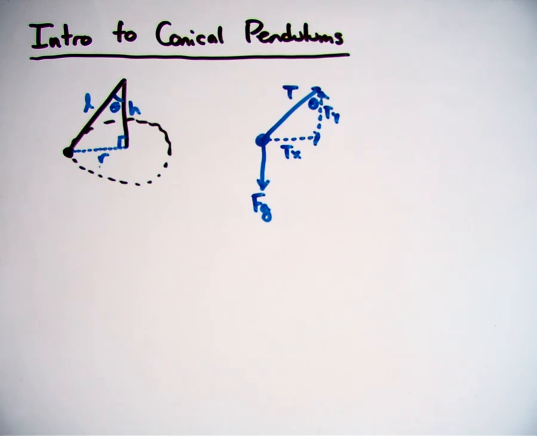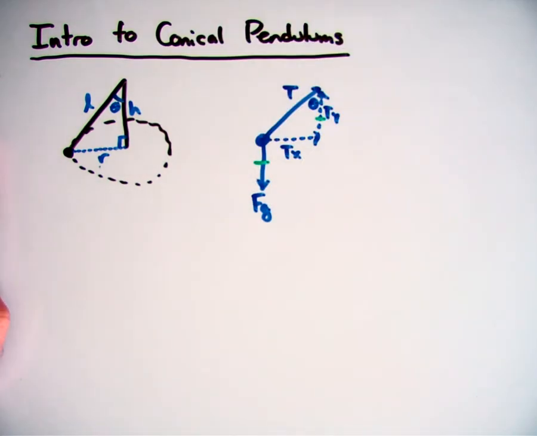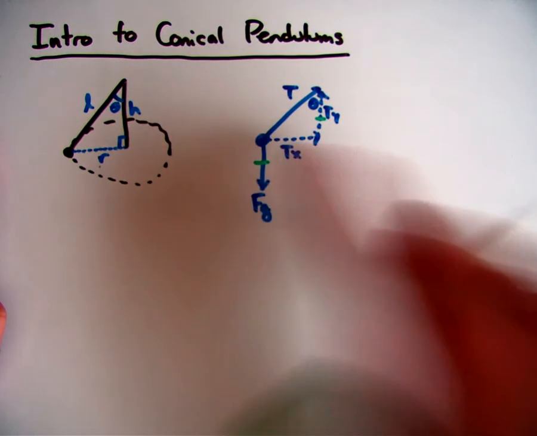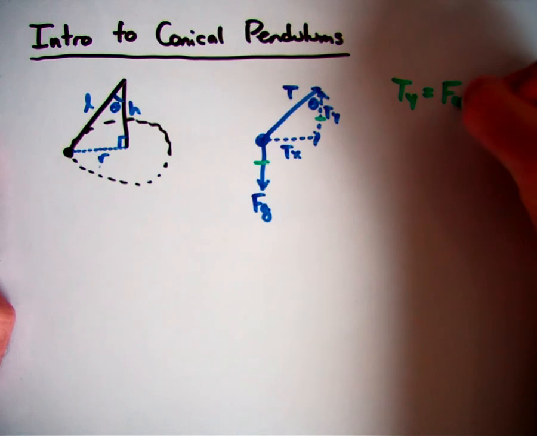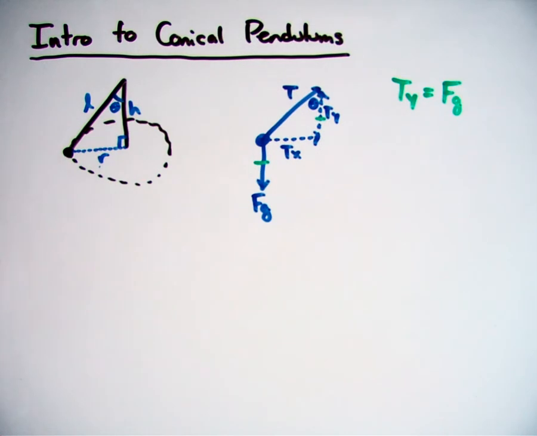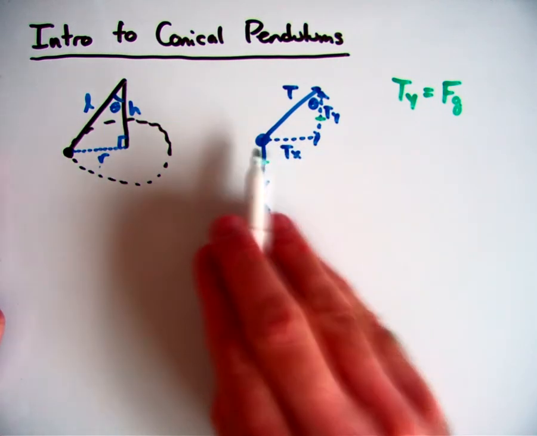Why that's going to help us is because the object itself is moving in a horizontal circle. Even though we have a force of gravity acting on it, it's still moving in a horizontal circle, which means that the y component of tension and the force of gravity are equal to each other. It's just moving side to side. So since it's just moving side to side, we know that these 2 are going to be equal to each other, which is going to help us in a lot of different ways, depending on what we're trying to find with the conical pendulum.